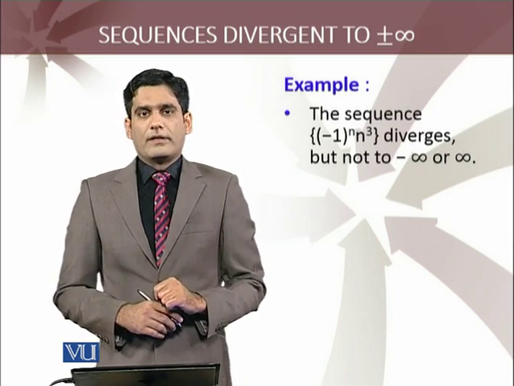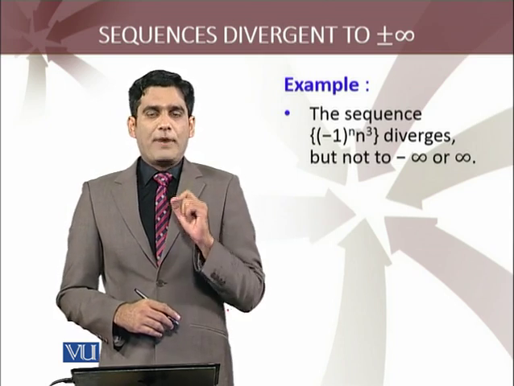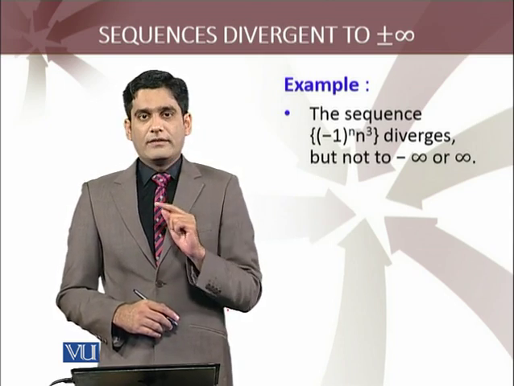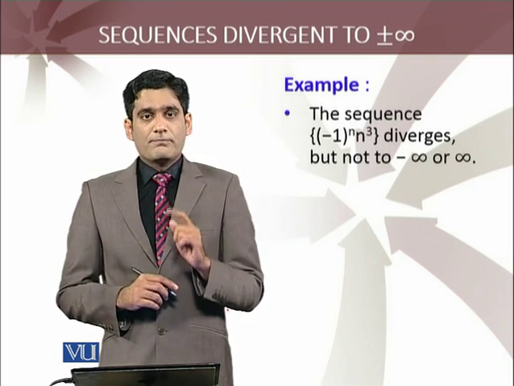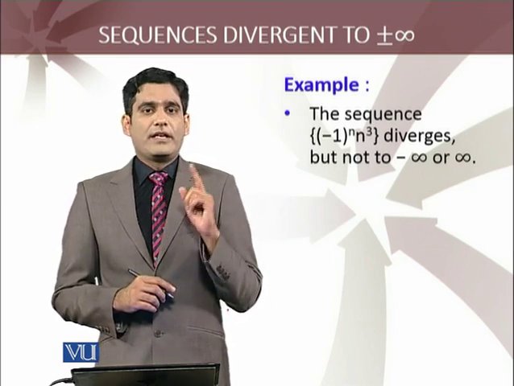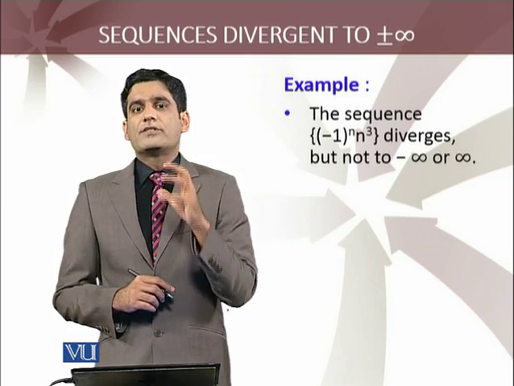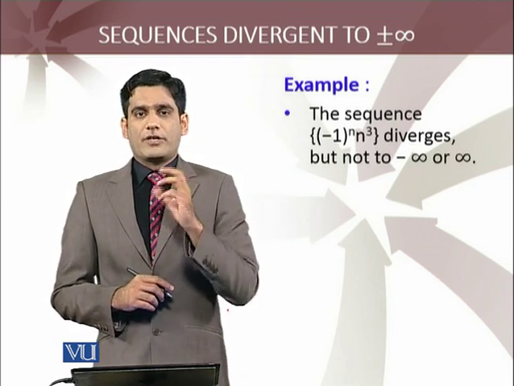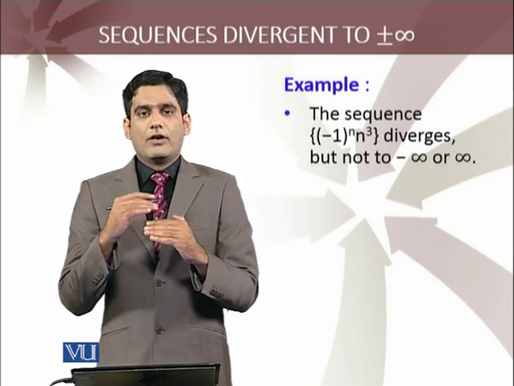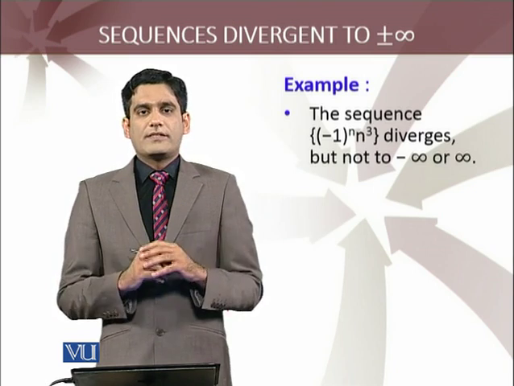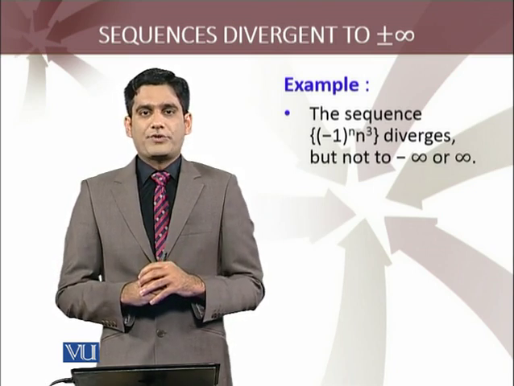This is the example. Sequence आपका define है minus 1 raised to power n cube. This sequence diverges but not to minus infinity or plus infinity because इसकी terms जो हैं alternate terms हैं, plus minus वाली terms आ रही हैं और ये oscillate कर रहा है sequence. Such a sequence is known as the oscillatory sequence.